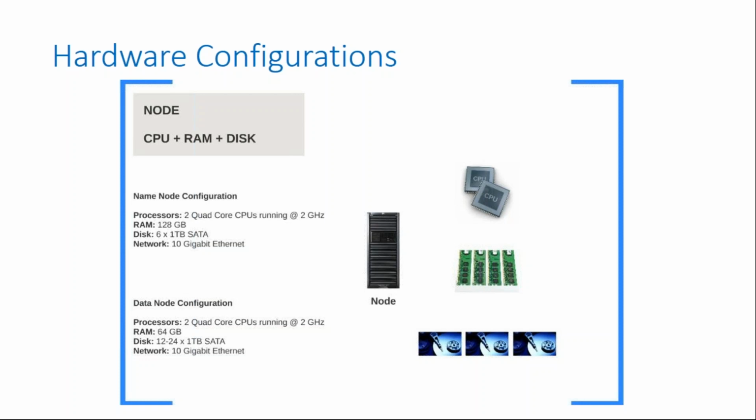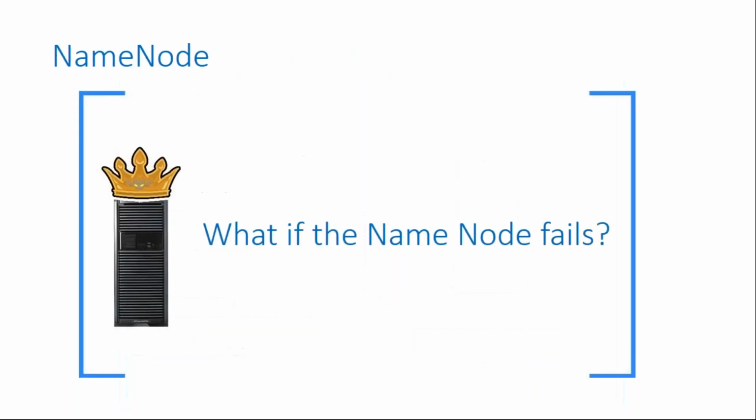This is physically, just to have an idea how it is in a cluster. So the RAM for this name node is 128 gigabytes, and the hard disk is 1 terabyte to 6 terabytes, and the RAM for this data node is 64 gigabytes, and the disk size is 12 to 24 terabytes. So with that, let's move on.